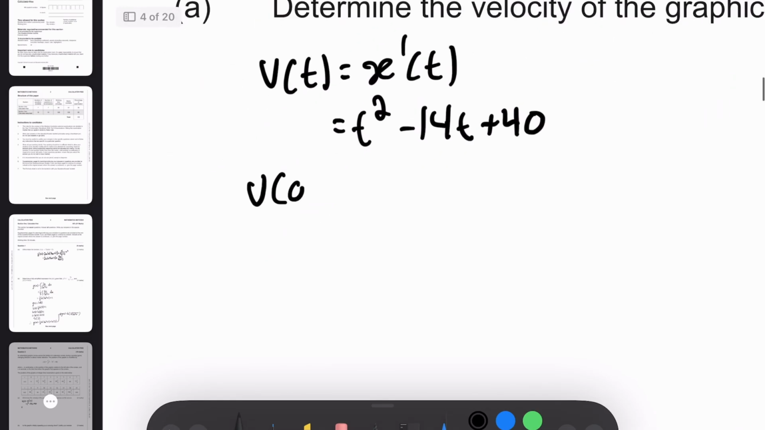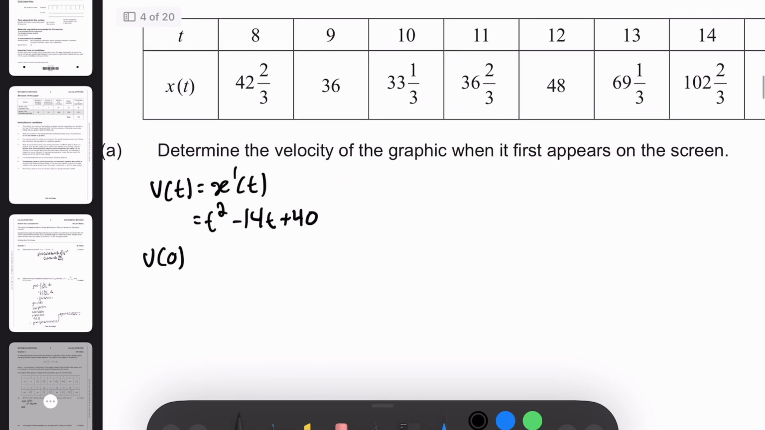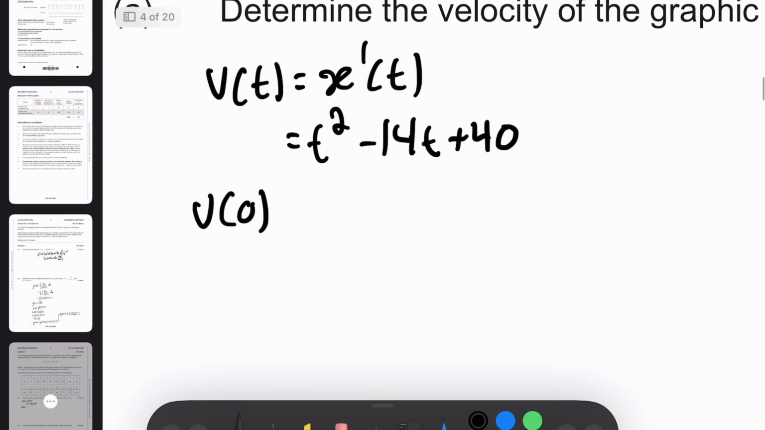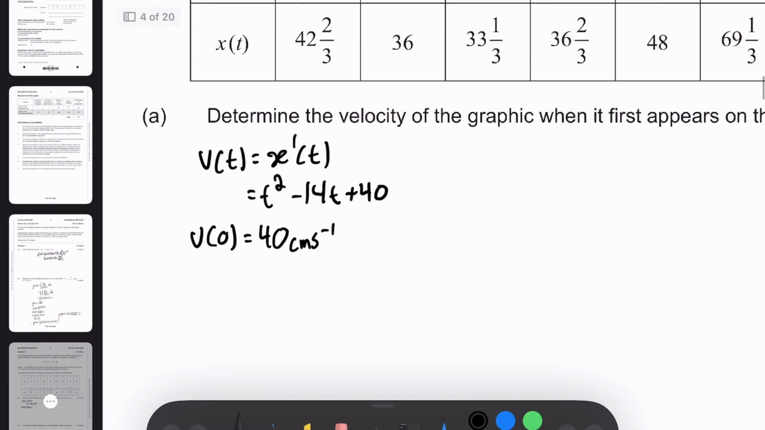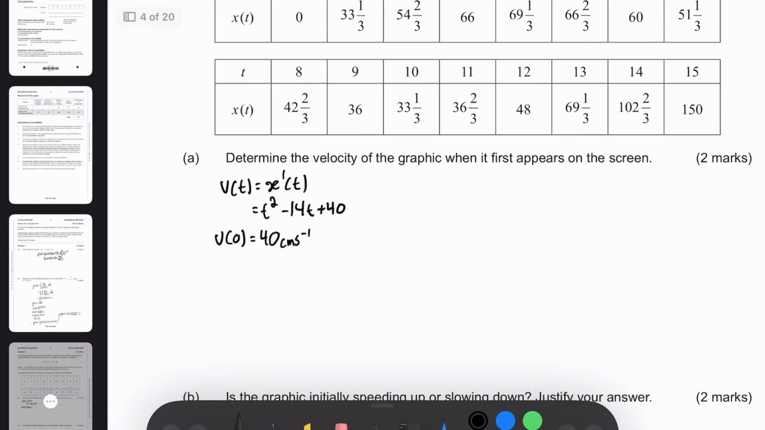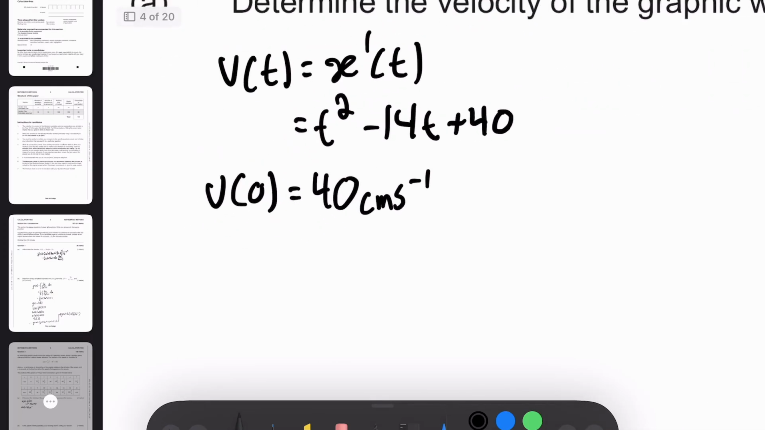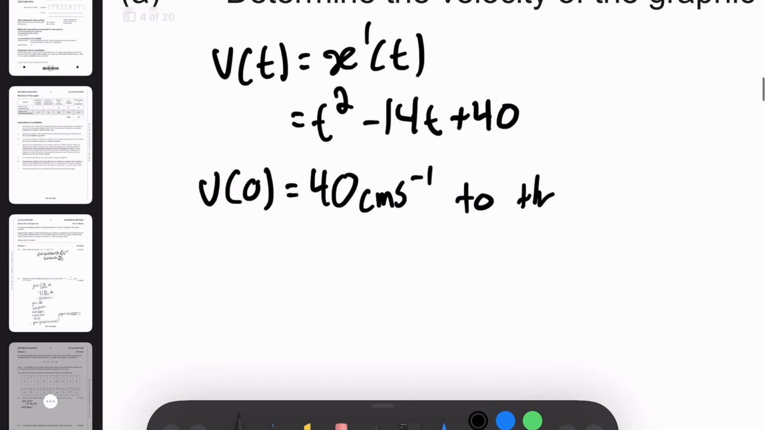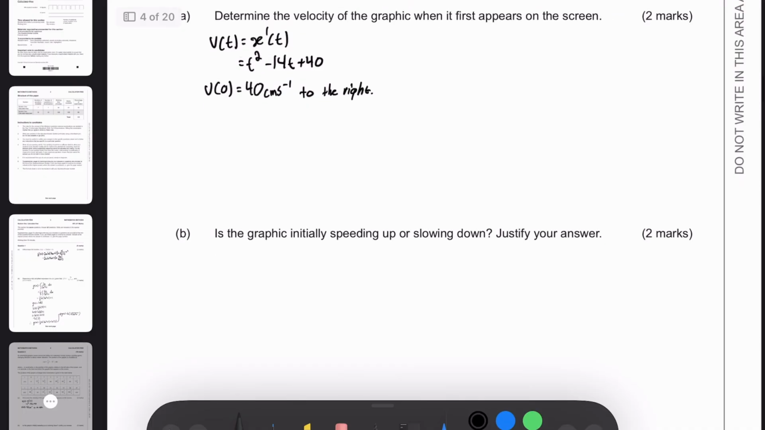Now it wants us to find the velocity when it first appears on the screen. Obviously that's going to be at time 0. Oh wait, sorry, no, not 0. This is going to be 40, and then just including our units, centimeters per second. Okay. Oh, the answer actually specifies to the right of the screen as well, so to the right. I'm not sure if that's a key point though, but sure.